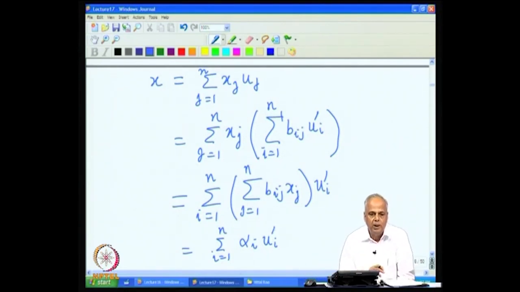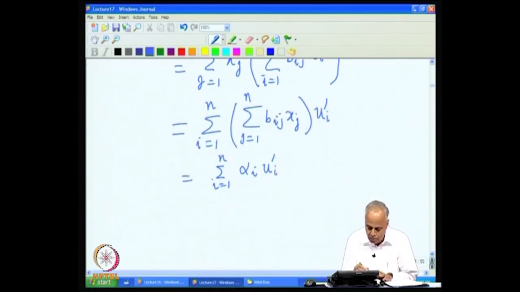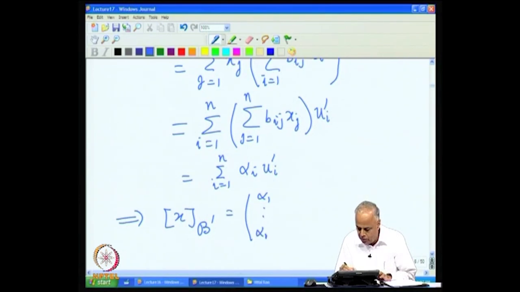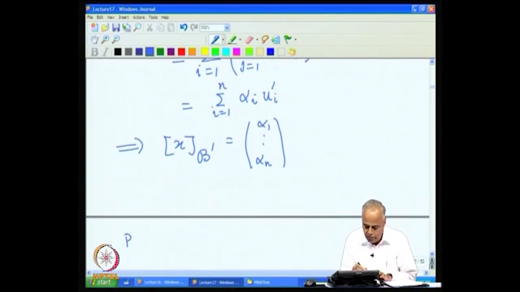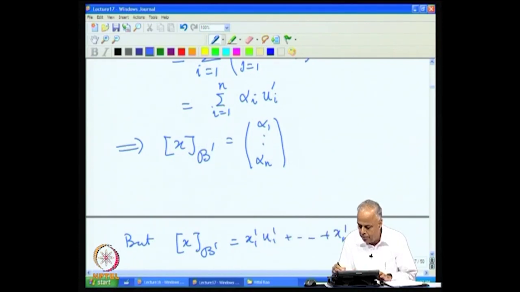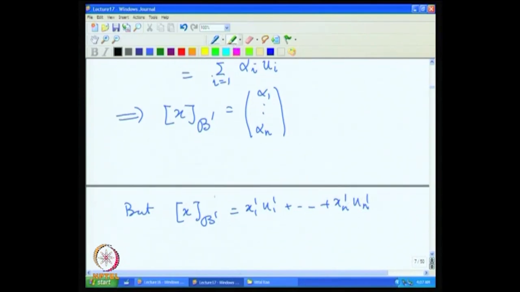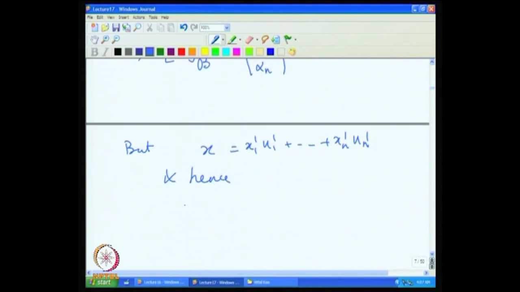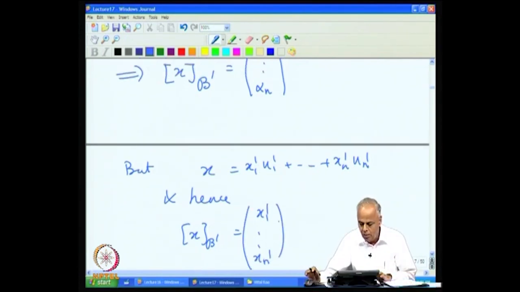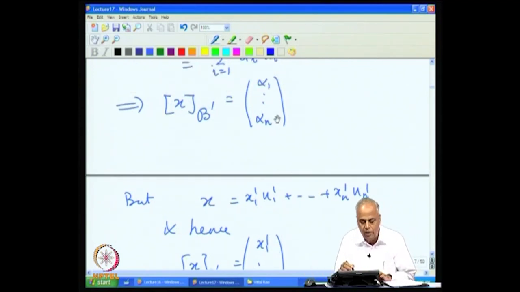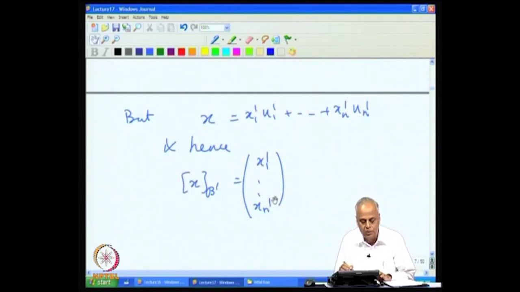So that says x can be expressed as a linear combination of the b prime basis vectors with the coefficients alpha i. Therefore, the representation of x in the b prime basis must be alpha 1, alpha 2, up to alpha n. But we have also represented it as x1 prime u1 prime plus up to xn prime un prime. We usually use the notation x_b prime for this, and hence x_b prime must be x1 prime, up to xn prime. On the one hand, we have x_b prime as alpha 1, alpha 2, alpha n.